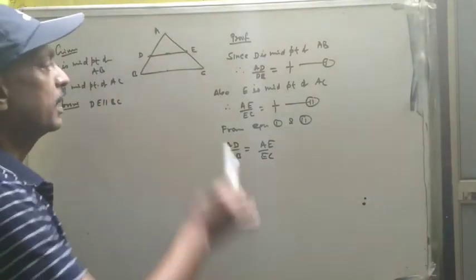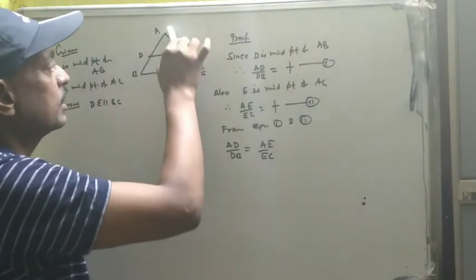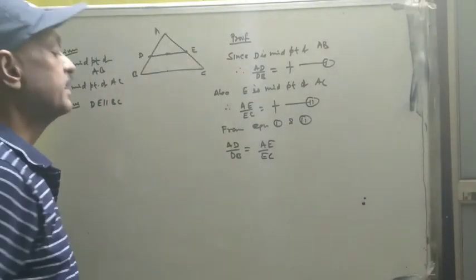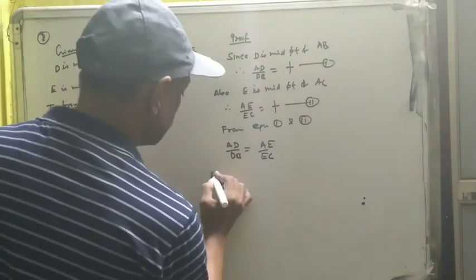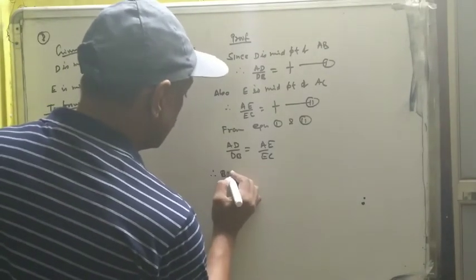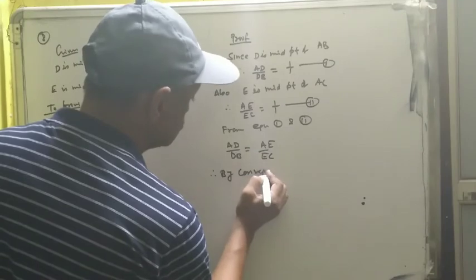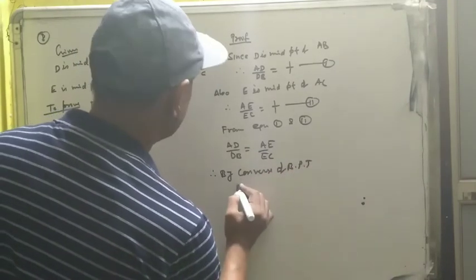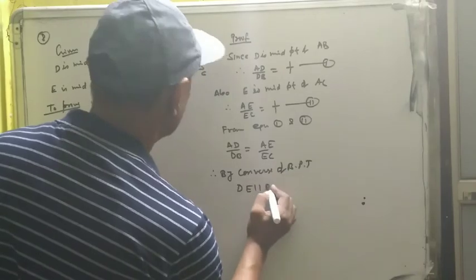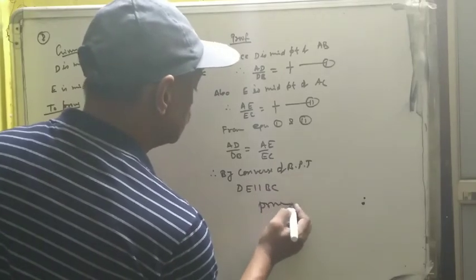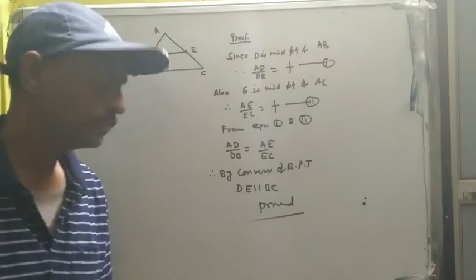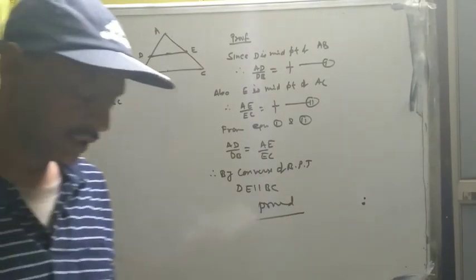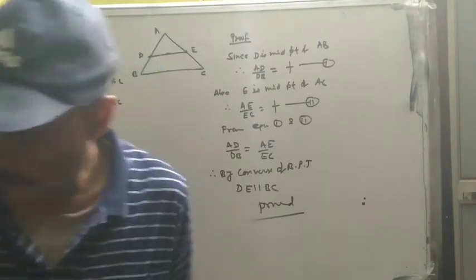So look here, if AD by DB is equal to AE by EC, then by converse of BPT, we can say that DE is parallel to BC, and this has been proved. Next question, just see question number 9.